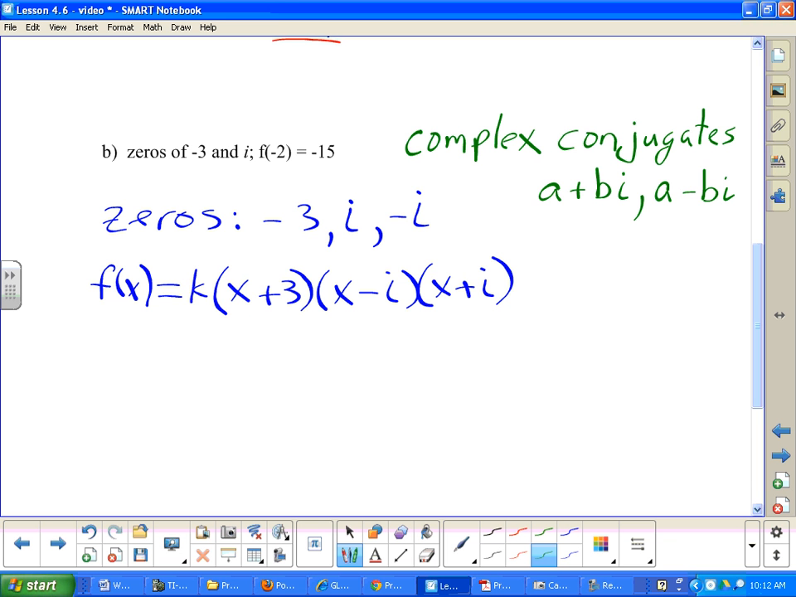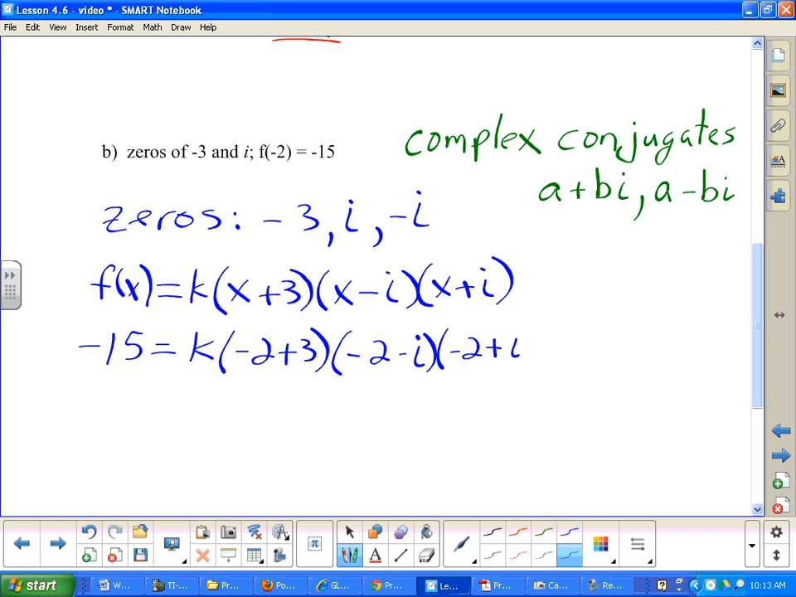Now when I write them in factored form, I'm going to use this general form again: x plus 3, x minus i, x plus i. And it says that f of negative 2 equals negative 15. So let's go ahead and work with that so we can find k. So negative 15 equals k times negative 2 plus 3 times negative 2 minus i times negative 2 plus i.